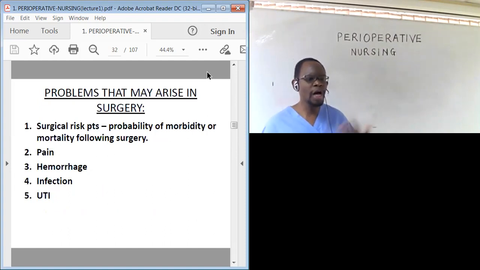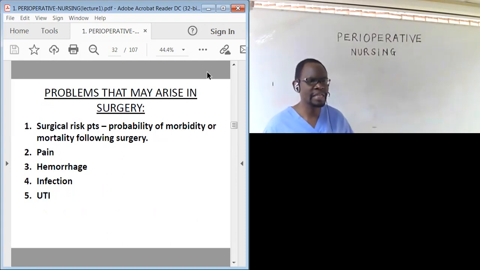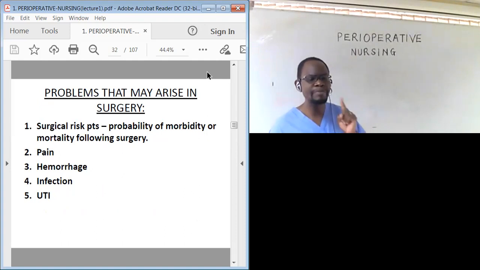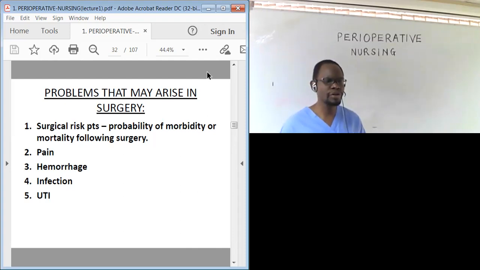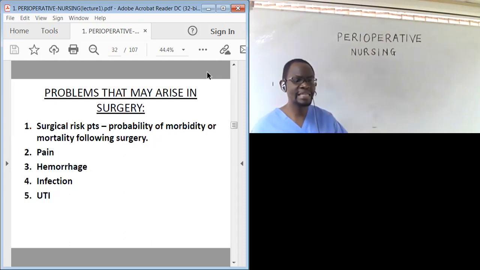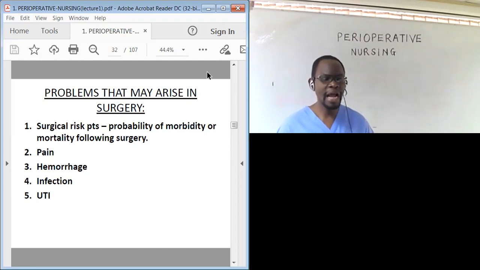So we also have problems that may arise, or what we refer to as complications that may arise as a result of surgery. Things like pain, hemorrhage, infection, postoperative infection. Now, this is very, very important. Sepsis that usually comes as a result of postoperative infection, and of course, urinary tract infection. All these can arise as a result of insertion of catheters.